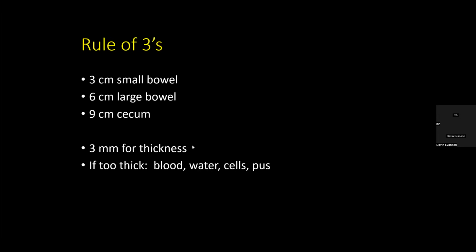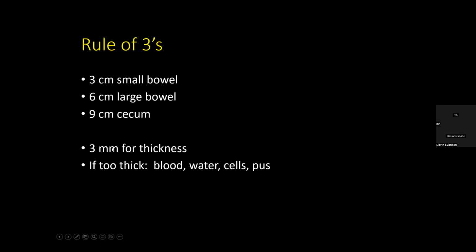The rule of threes. 3 centimeters for small bowel, 6 centimeters for large bowel, 9 centimeters for cecum. If the small bowel is more than 3 centimeters, it's dilated. We are worried about an obstruction, so we're going to look for that transition point going from dilated to narrowing.